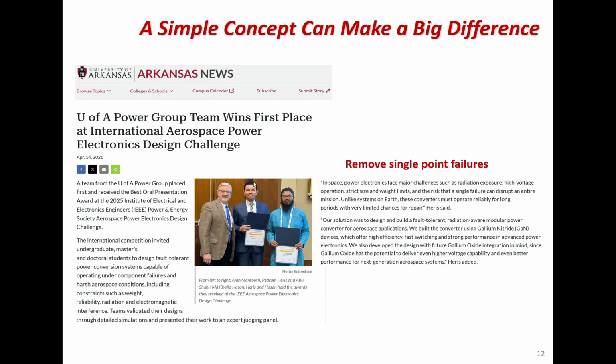Let me give you one simple example. It just came a couple of days ago. A group of people at the University of Arkansas won first place at the International Aerospace Power Electronics Design Challenge. What they did was simply remove single point failures in their power electronic design. They considered that if this device is used in outer space, no one can fix it, so if one failure happens, the entire system is going to fail. So they identified several single point failures and removed them, improving system reliability. They only used a very simple concept in reliability engineering to make their product very reliable, even for outer space applications.